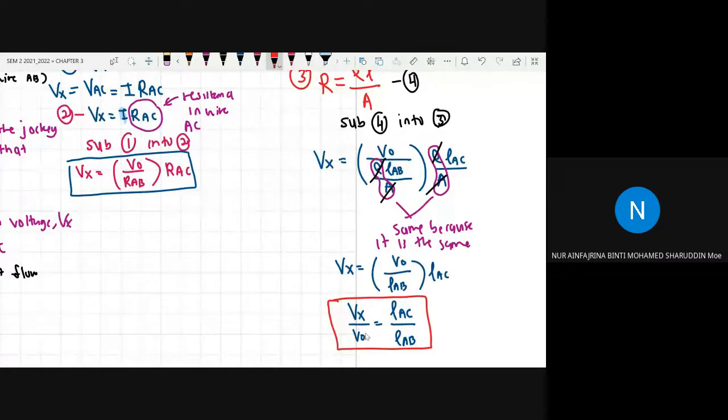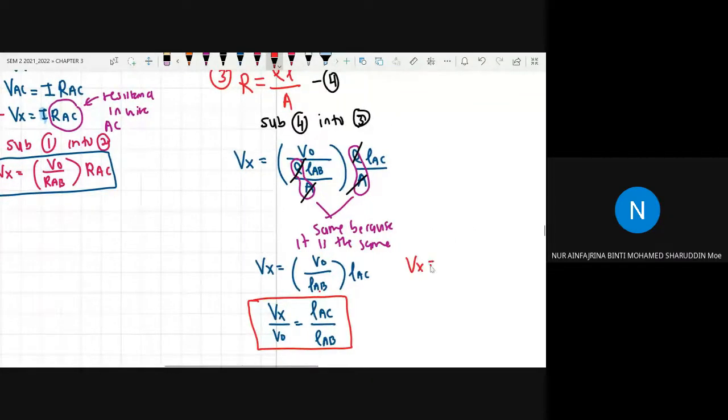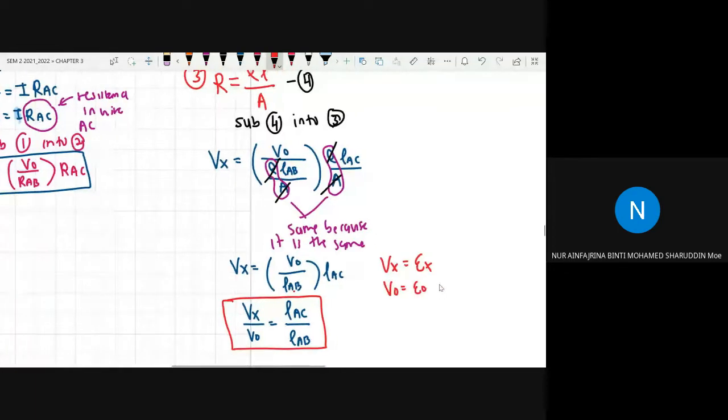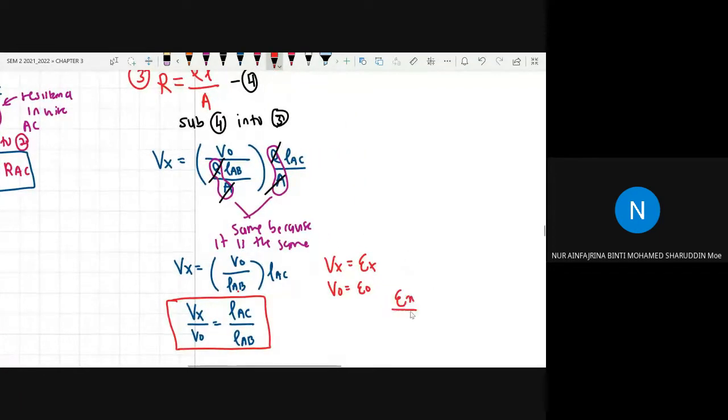So this is the first equation. So as we know, Vx akan sama dengan EMF X dan V0 akan sama dengan EMF 0 because kita ignore dia punya internal resistance. So kita akan dapat EMF X over EMF 0 equals to length AC bahagi dengan length AB. So this is another equation.